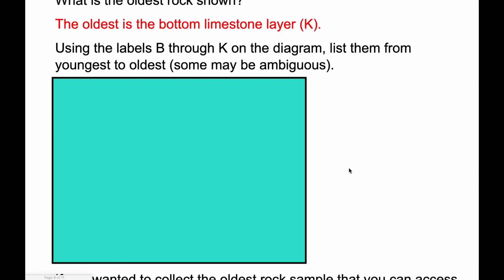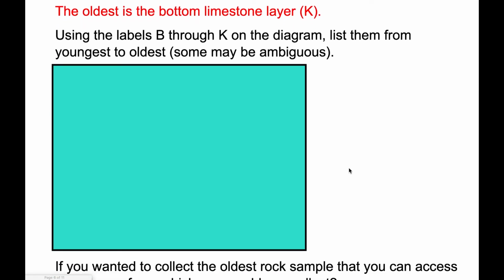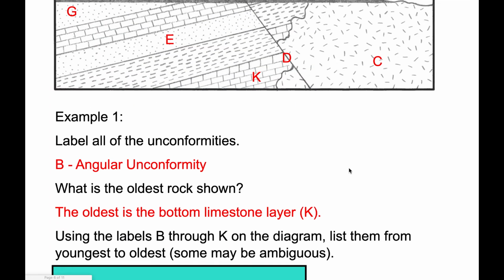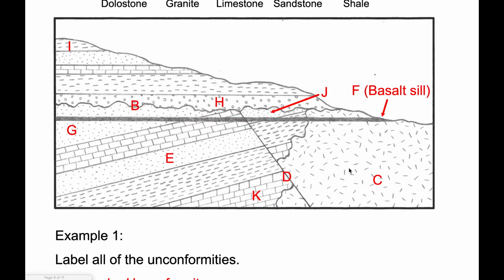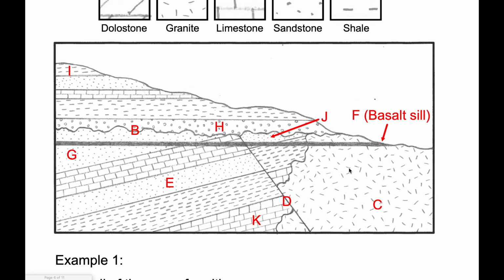Now what we're going to do is use the labels to figure out what is youngest to oldest, and then we're going to list them. Note there are some that are ambiguous, so you might have a slightly different solution, which is actually totally fine. Like we said before, K is the oldest rock.